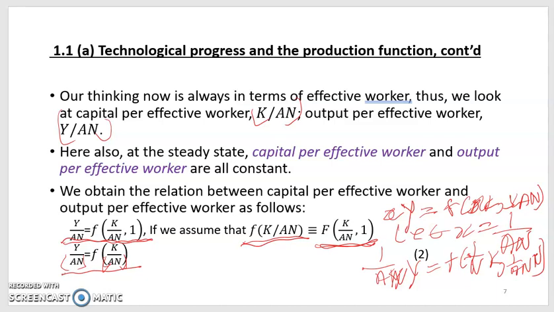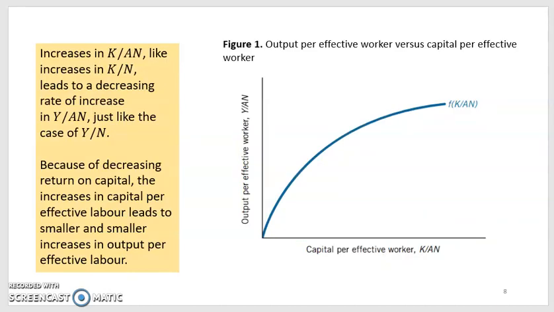This relation between output per effective worker and capital per effective worker can also be shown in this figure. It looks very much the same as the relation we drew in chapter 11, in figure 11.2, between output per worker and capital per worker in the absence of technology. The increase in capital per effective worker leads to an increase in output per effective worker, but at a decreasing rate. This is because there is a decreasing return to capital.